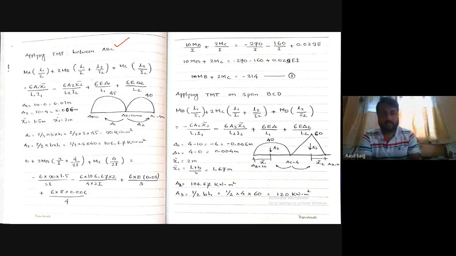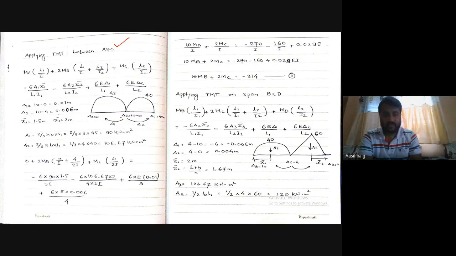So we will first draw the bending moment diagram of the first span ABC. AB span has 45 kilonewton meter moment and BC span has 40 kilonewton meter moment. Now we will write the settlement of supports: del A is 0, del B is 10 mm and del C is 4 mm. Now, what is del 1?